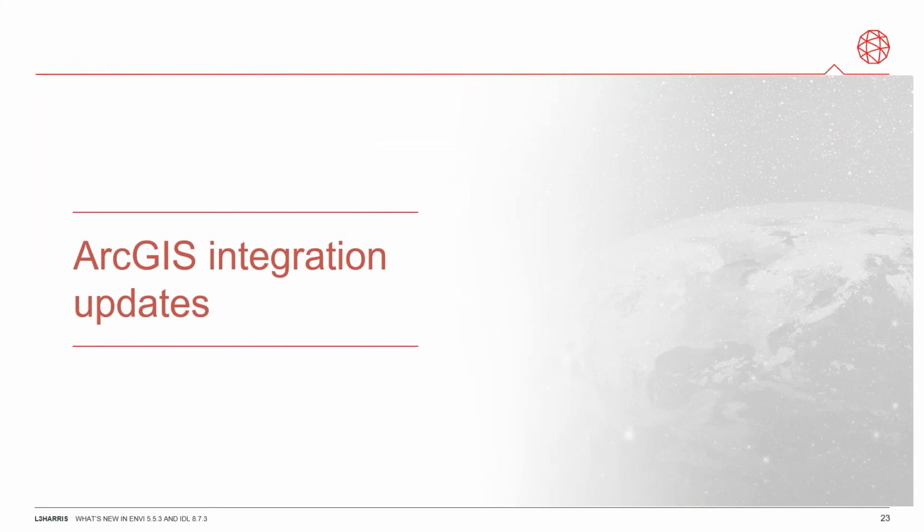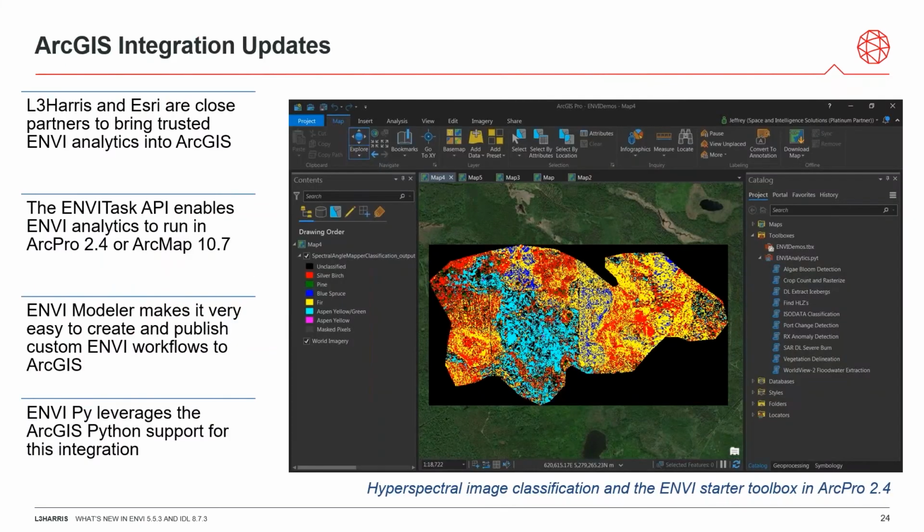And just to touch on our ArcGIS integration, we'll have this slide and another update in just a couple slides. We have support for ArcPro 2.4 and 10.7. The next version, 2.5 for ArcPro and 10.8 in ArcMap, is coming. We'll be talking about that in just a couple slides. So this is really nice. It's the ENVI Pi Python package, which lets you use and consume ENVI tasks from within an Esri environment. This screenshot shows some results from running hyperspectral image classification in the ENVI starter toolbox in ArcPro 2.4.